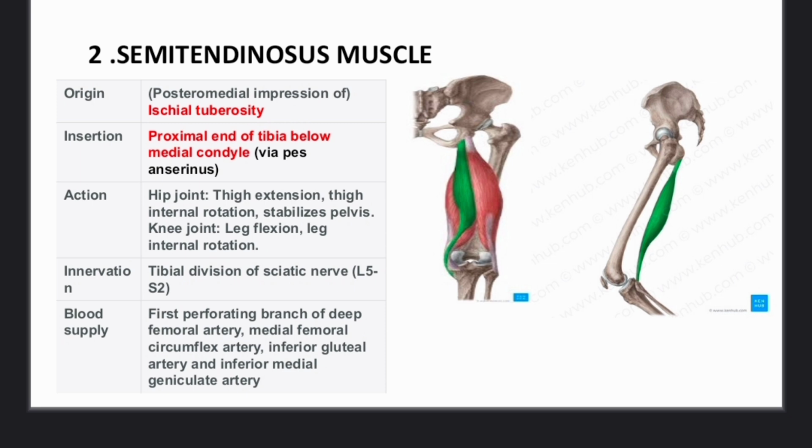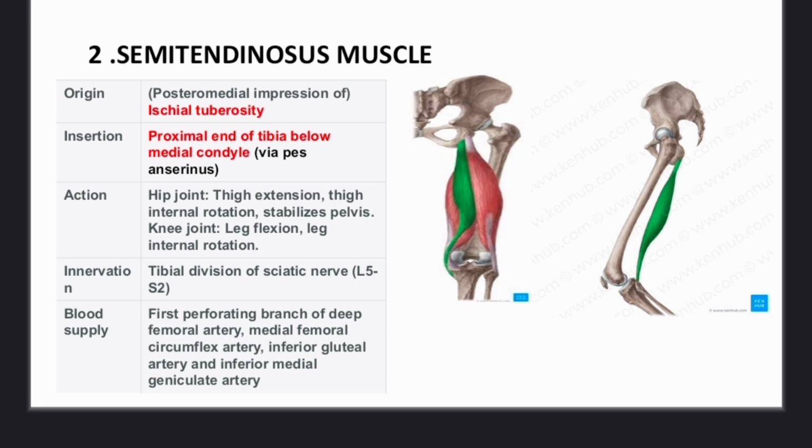Semitendinosus muscle. It originates from the ischial tuberosity and is inserted on the proximal medial surface of the tibia as a part of the pes anserinus, just below the medial condyle. Action: at the hip joint, thigh extension, internal rotation of the thigh, and it helps stabilize the pelvis. At the knee joint, flexion of the leg and internal rotation of the leg when the knee is flexed.